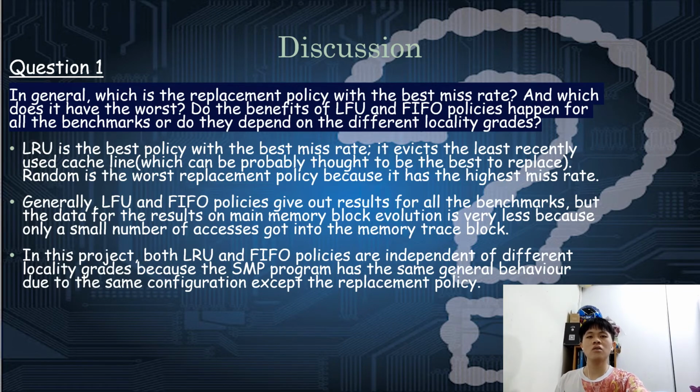Generally, we found that all policies give a result for all the benchmarks, but the data for the result on the main memory block evolution is very little because only a small amount of accesses go into the main memory trace block. In this project, both least recently used and first in first out policy are independent of different locality grades because the SMP program has the same general behavior due to the same configuration except the replacement policy.